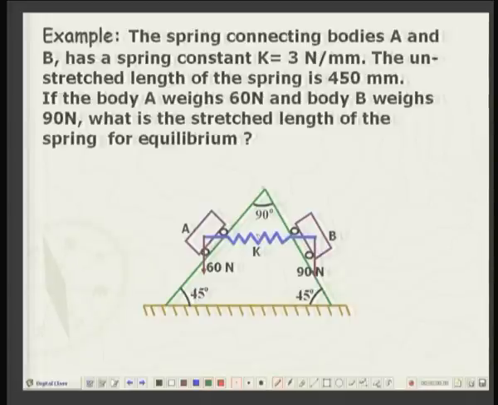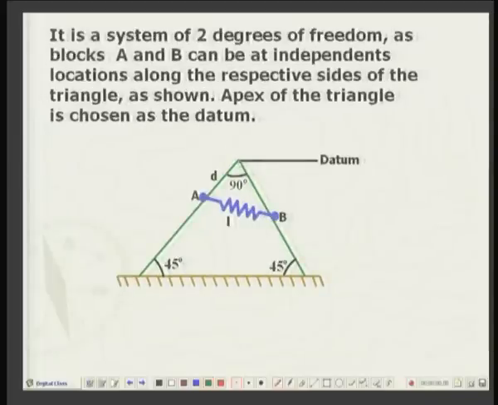This apex I am taking as the datum for my system, that is, at this point the energy is 0, and this is A and this is B, and the distance of A from the apex is 1 degree of freedom. The other degree, instead of you might have chosen this, but for simplicity I have chosen the stretched length AB between the two, because that is also uniquely determined as the second degree of freedom. So, L, which is the stretched length of the spring, is the second degree of freedom. So, D and L are our 2 degrees of freedom.